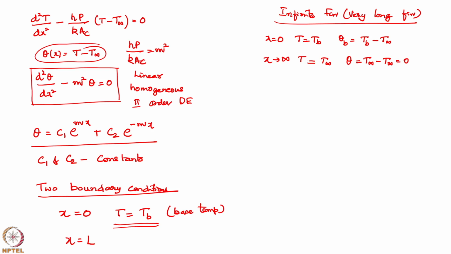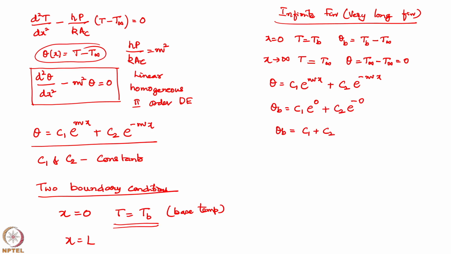So now if I substitute this in my equation, C1 e to the power of mx plus C2 e to the power of minus mx. At x equal to 0, that is theta b equal to C1 e to the power of 0 plus C2 e to the power of minus 0. That means theta b equal to C1 plus C2.